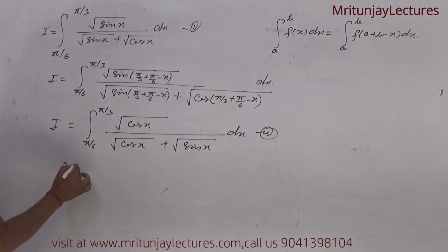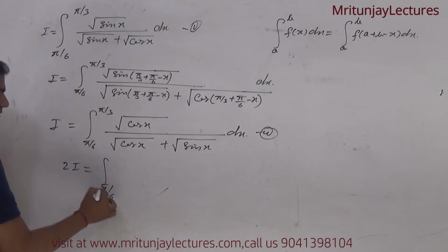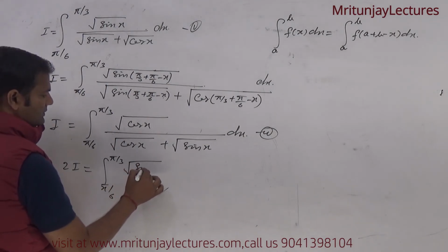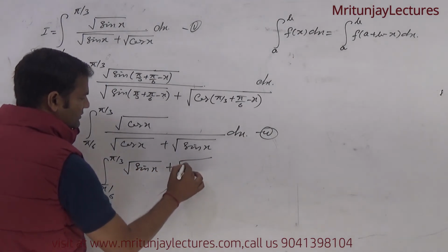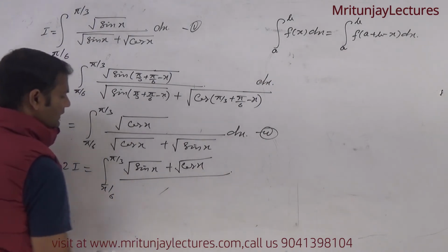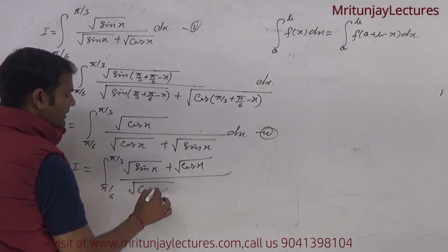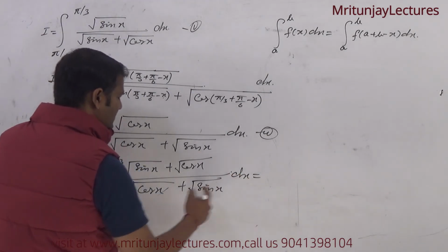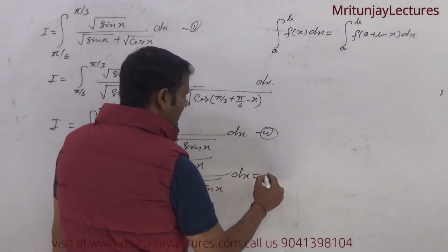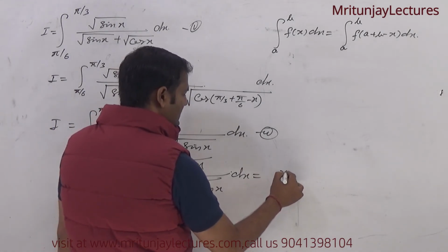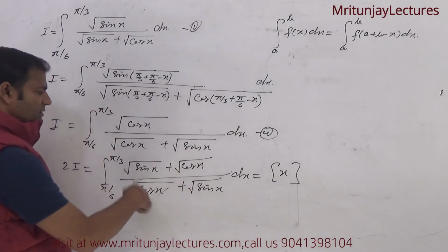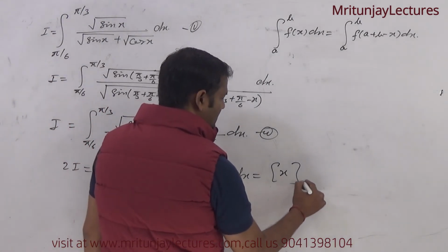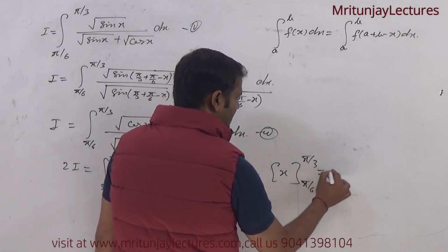From 1 and 2, 2I is equal to the integral from pi/6 to pi/3 of (root sin x plus root cos x) divided by (root cos x plus root sin x) dx. This is 1. So finally we got the integration of 1 dx, that is x, from pi/6 to pi/3.